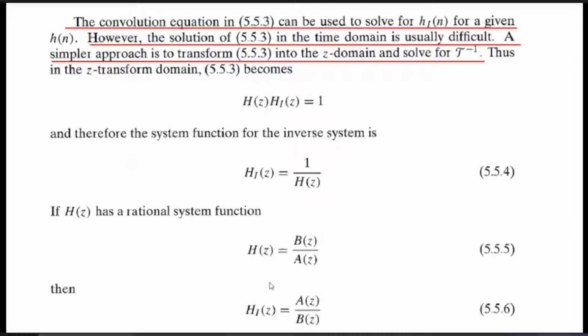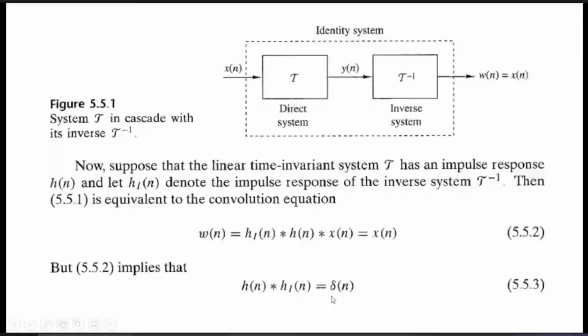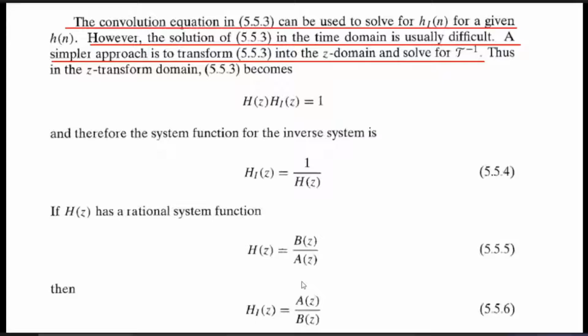कन्वोल्यूशन in z domain it is multiplication. Convolution in time domain represent multiplication in z domain. So from the previous equation h[n] convolution h_inv[n], ये z डोमेन में मल्टीप्लाई हो जाएगा H(z) इंटू H_inv(z). सो इसका मीनिंग है. और डेल्टा n का जेड ट्रांसफॉर्म क्या है?